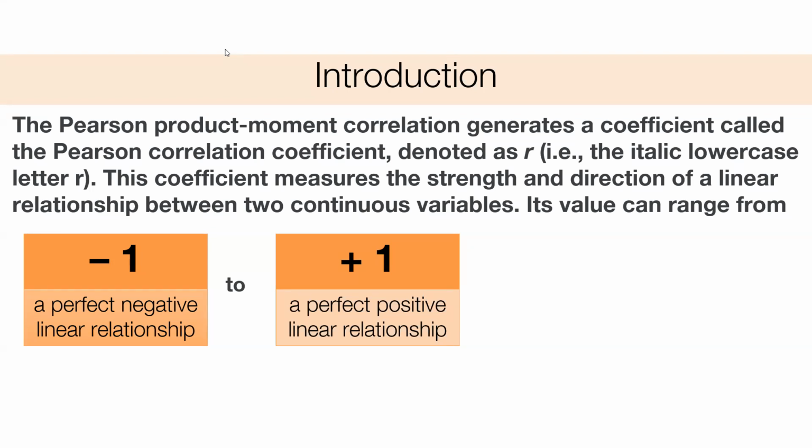Meaning to say, when we speak about positive or direct relationship, it means that as one variable increases, then the other variable also increases. It's either up, up, or down, down. They go in the same direction. That's what we call positive relationship.